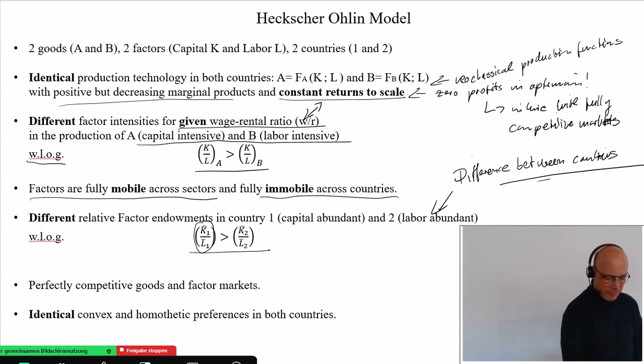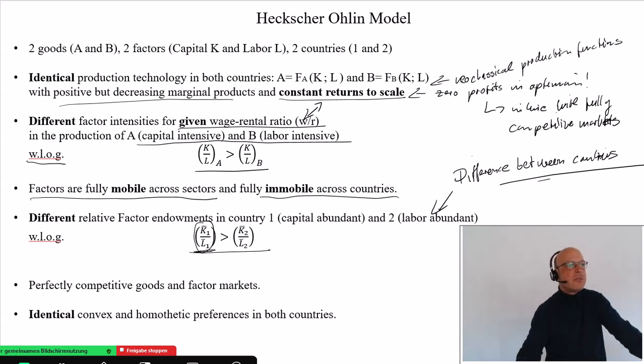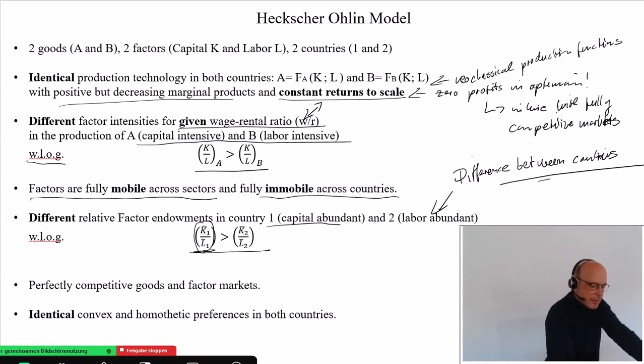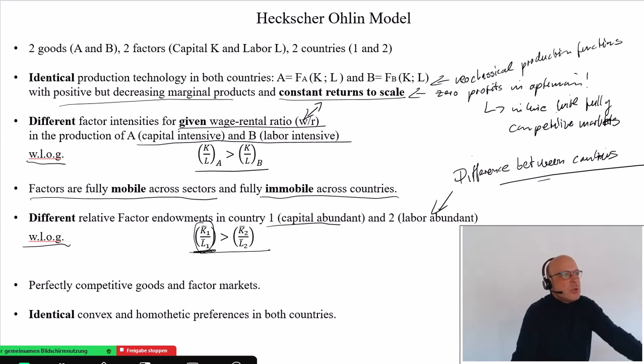So if K bar 1 over L bar 1 is larger than K bar 2 over L bar 2, then we call this country capital abundant, and the other one, just taking L over K, of course means that the other country is labor abundant. That we just choose the first country to be capital abundant is of course also without loss of generality. We can just choose one. The argumentation would only be opposite if we chose the other country.